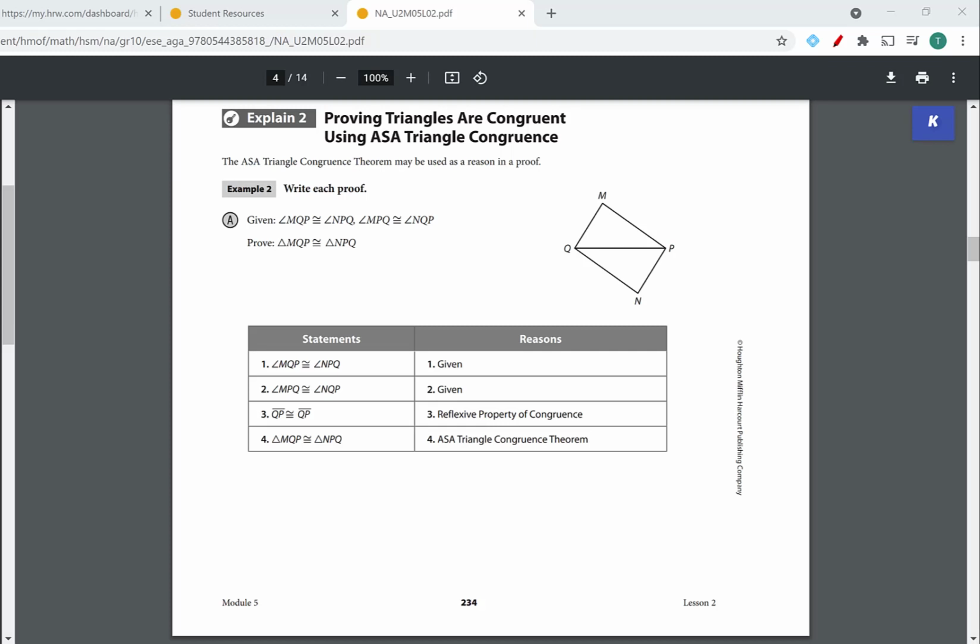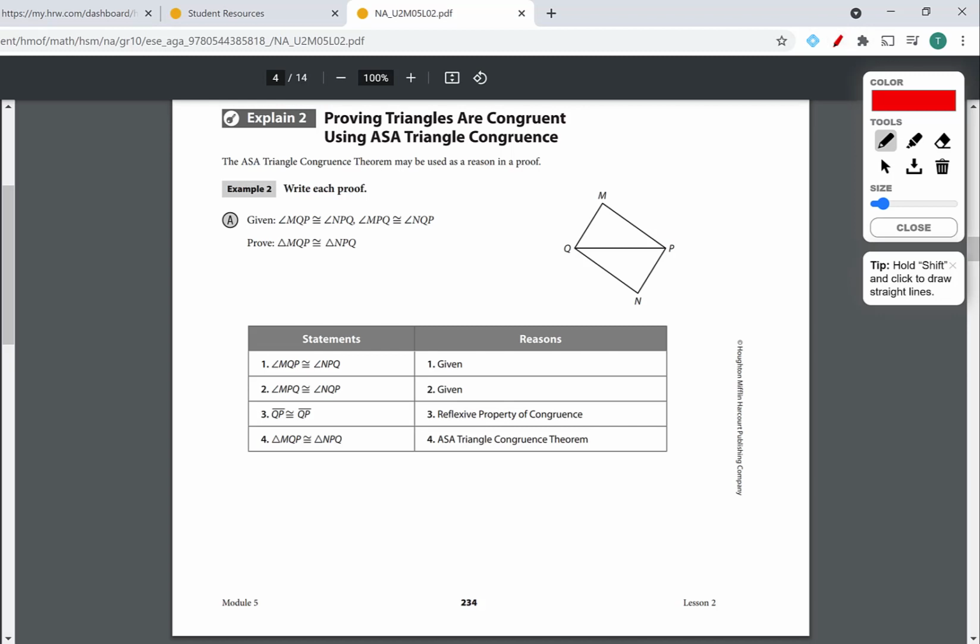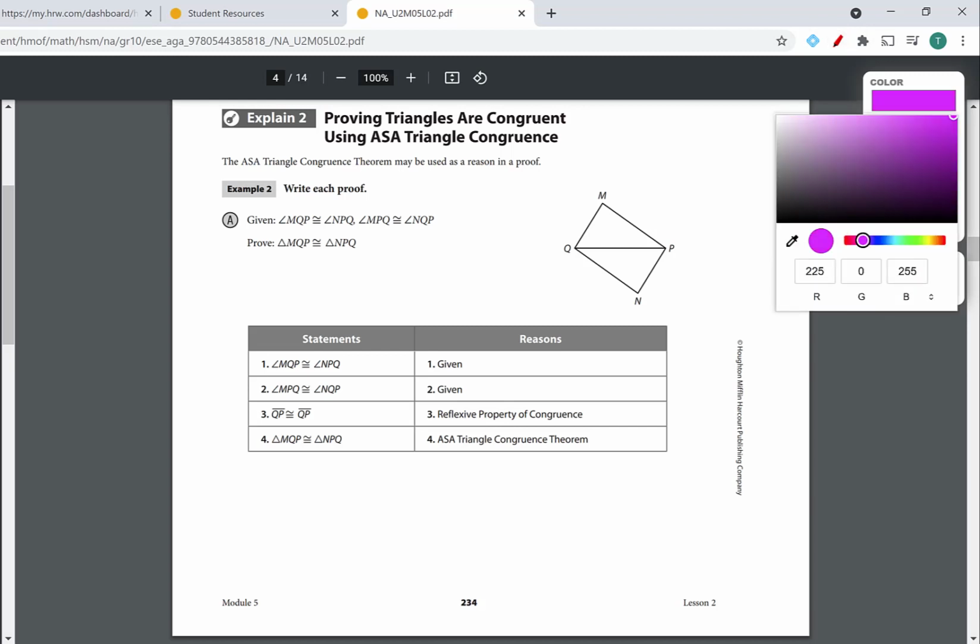All right, so I'm at the bottom of page 234. We're going to talk about two-column proofs. The first one is done for you. And essentially our goal here is they give us some introductory information.